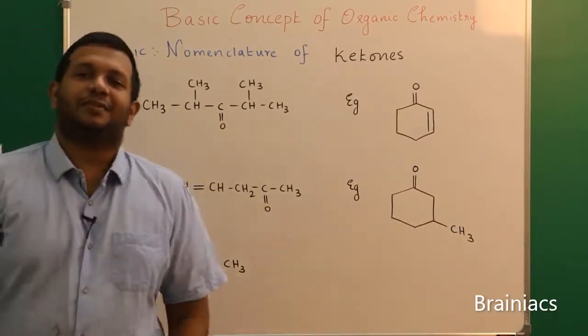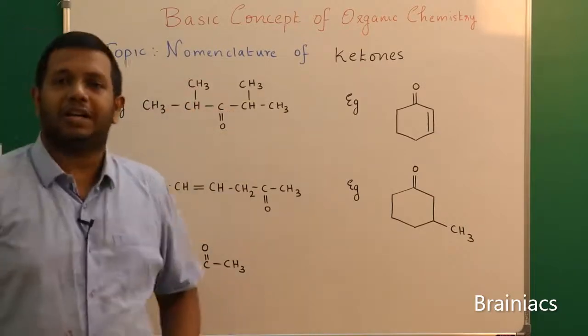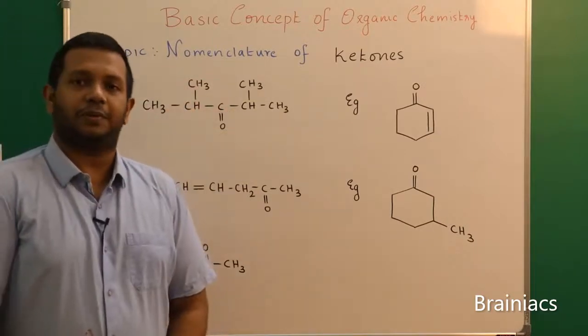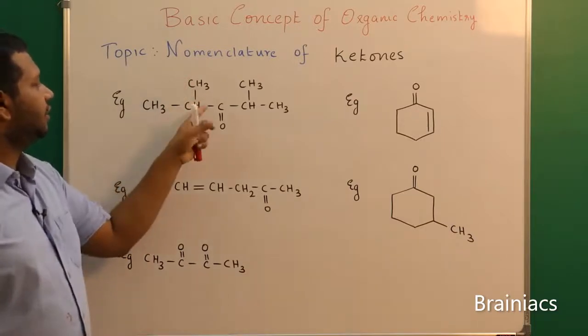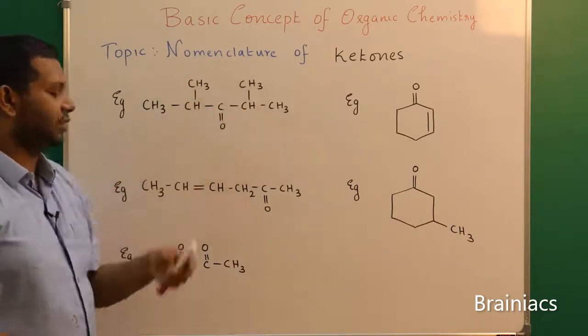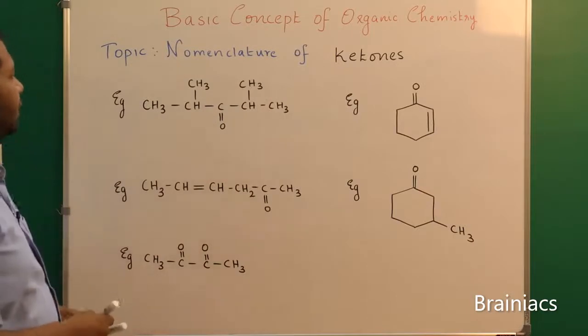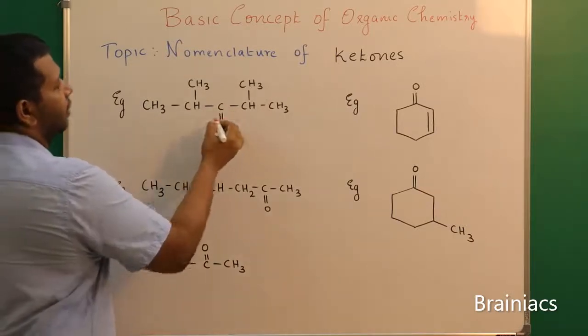Hi dear students, so let's see some examples of IUPAC nomenclature for ketones. In the first example you can see CH3, CH, CH3, C double bond O, CH, CH3, CH3. How should I choose the parent carbon chain? I should include the carbonyl group.